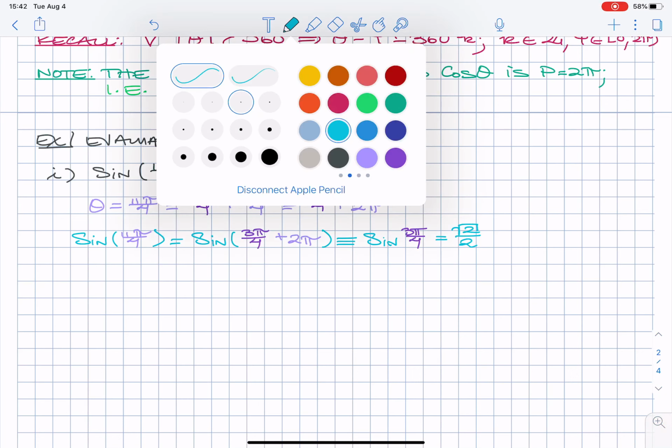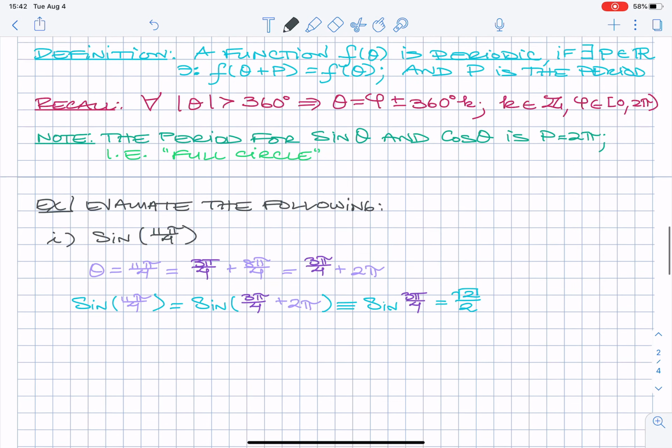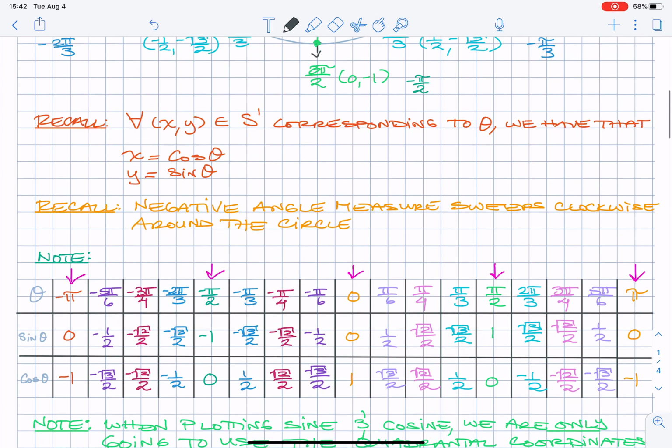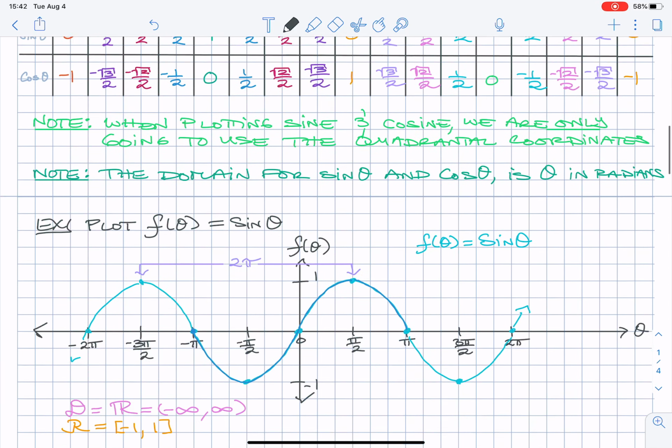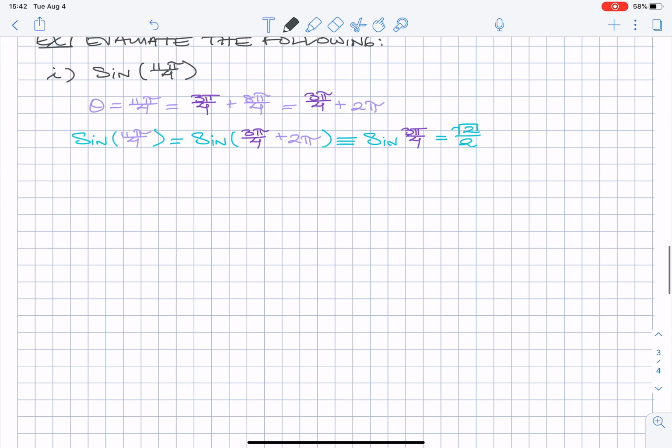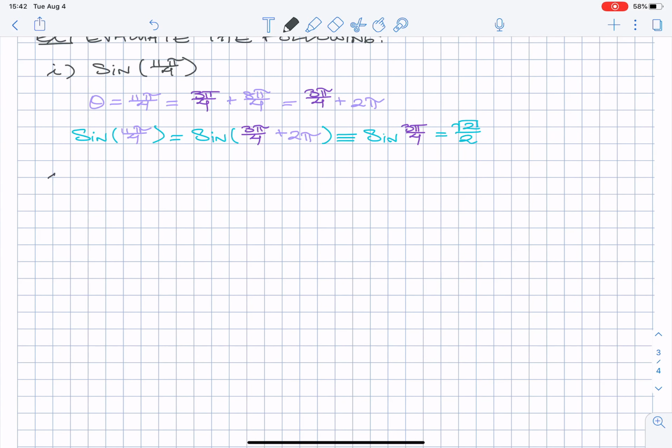Okay, so hopefully that makes sense. And just in case you don't remember, for 3 pi over 4, the y-coordinate is root 2 over 2. And sine is a y-coordinate, so number 2.